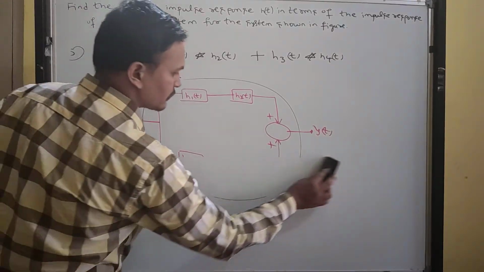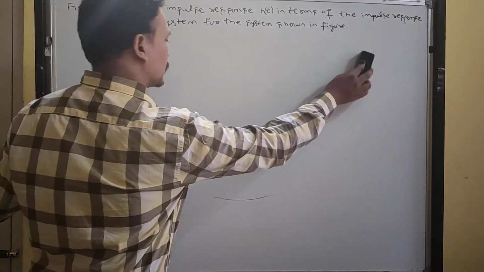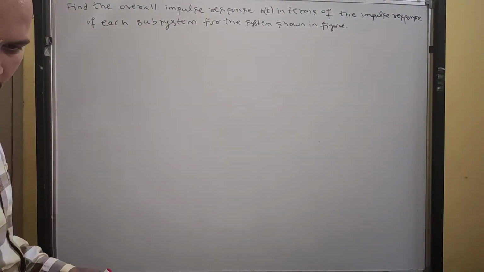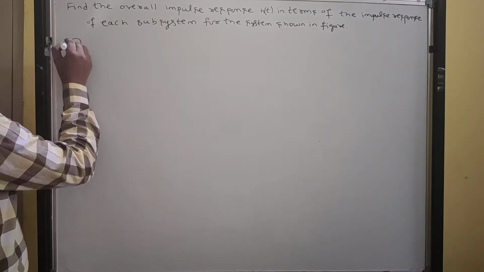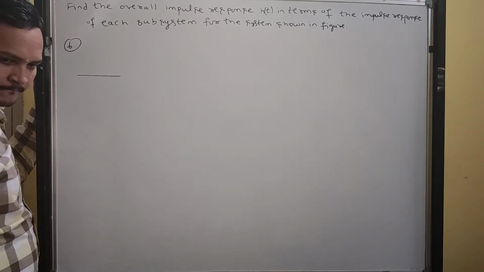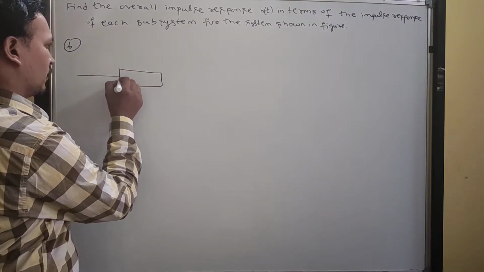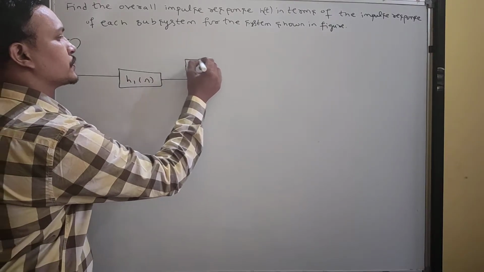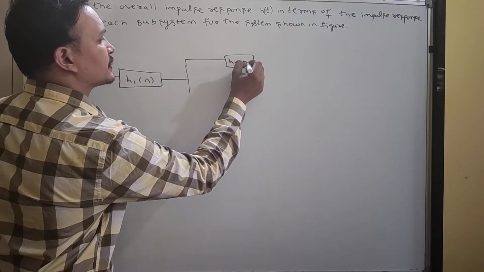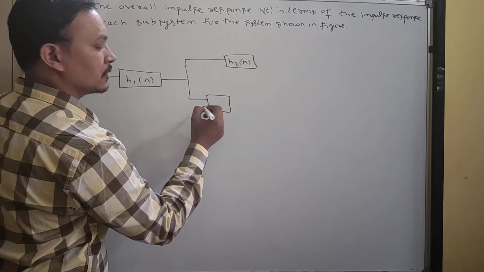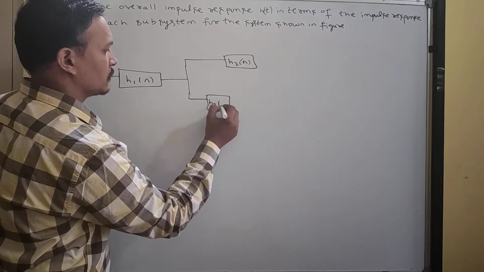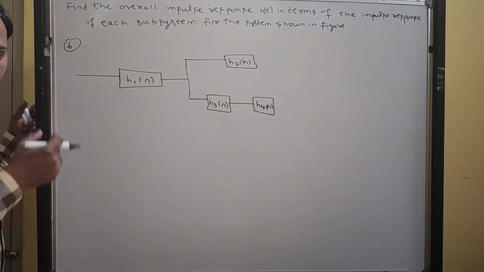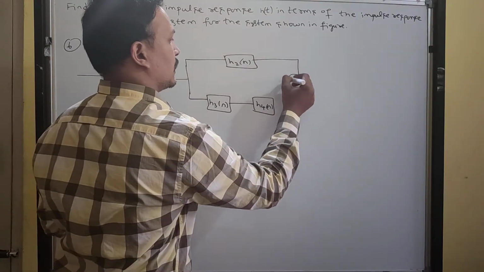Next, question 6. Now again, I will write the diagram, then you write the equation for that. So number 6. I will go to discrete now. Continuous I have already done. So H1 of n, here H2 of n. You can write your own diagram, not an issue. H3 of n, H4 of n.